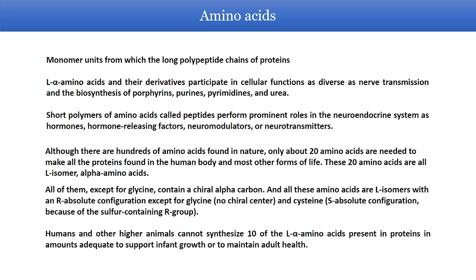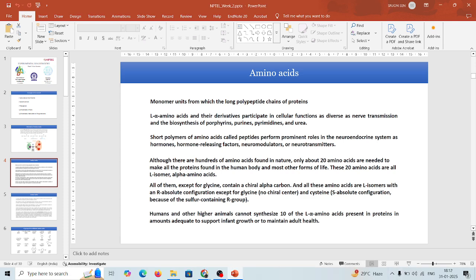These 20 naturally occurring amino acids required to make the proteins in a human body are the L-alpha amino acids. But there can also be D-alpha amino acids that have different roles, for example in the development of the bacterial cell wall, where we have D-alanine.